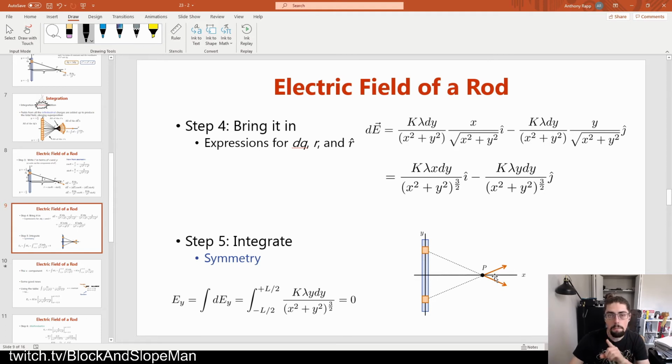the component that gets mirrored, the y component, is going to end up negative on the other end. The y component of the electric field from the positive gets flipped when we look at the negative piece, whereas the x component, because that wasn't flipped, is going to stay the same. The y component of each of these pieces are going to cancel each other out.